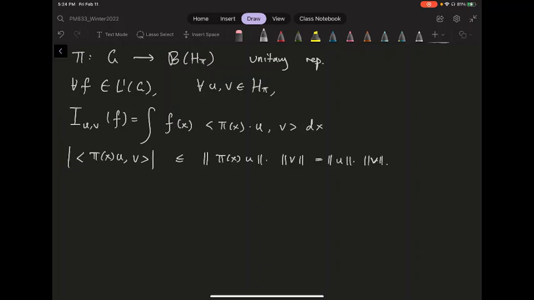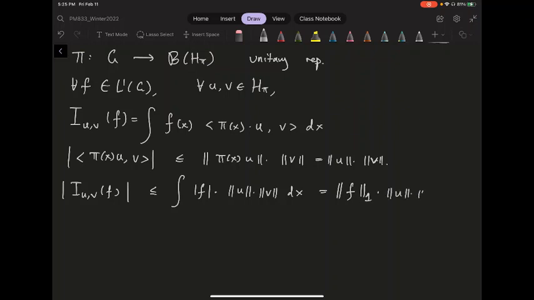All right, so now if you consider the I_{u,v}(f) we just defined, you take the absolute value. This is less than or equal to the integral of the absolute value of f times the absolute value of the inner product, which is bounded above by the product of these two vectors, and then you do the dx. But this is just the L1 norm of f times the norm of u and then times the norm of v, okay? So this is always bounded by this formula.